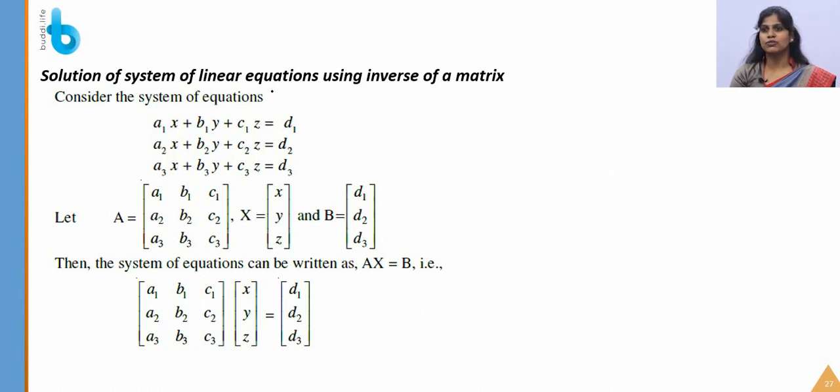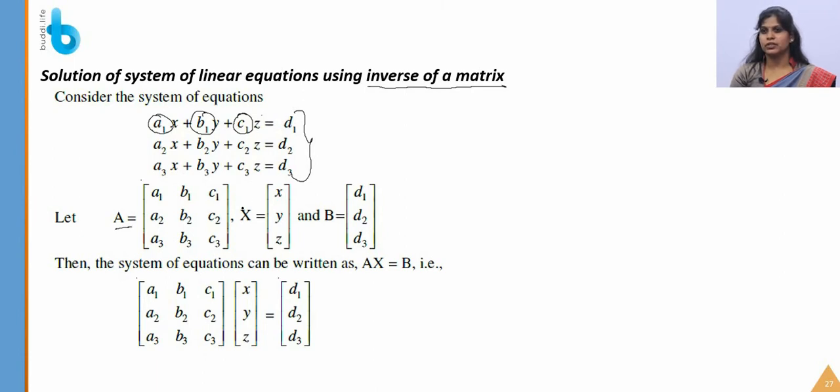See, solution of a system of linear equations using the inverse of a matrix. Here you will use the concept of the inverse of a matrix for finding the solution. See how to find. Consider this system of 3 equations. Leave the variables and take the coefficients alone. Take the coefficients in all the 3 equations, arrange them in a matrix, and let it be matrix A.